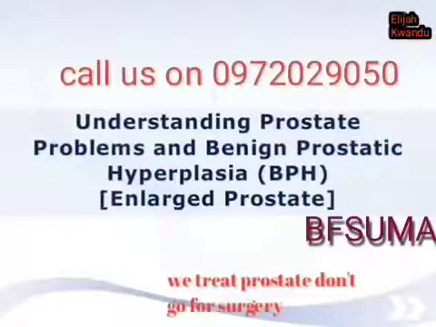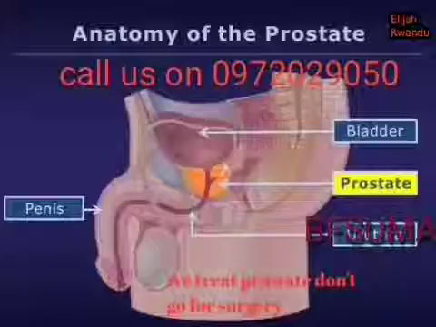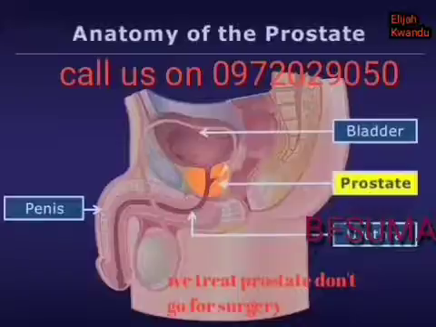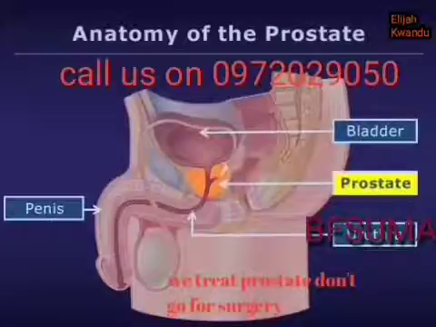This module discusses prostate problems, in particular, non-cancerous enlargement of the prostate called benign prostatic hyperplasia, or BPH. The prostate is a chestnut-sized gland situated at the bottom of the urinary bladder, the place where urine is stored. It surrounds a portion of the urethra, or the tube that carries urine from the bladder out through the penis.